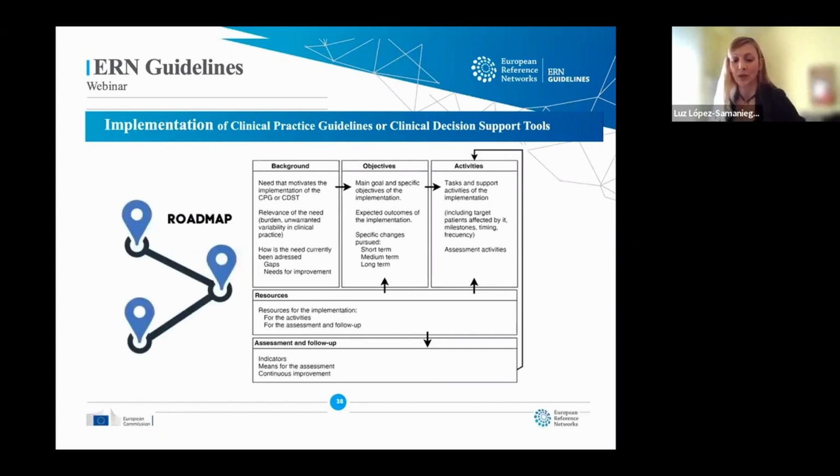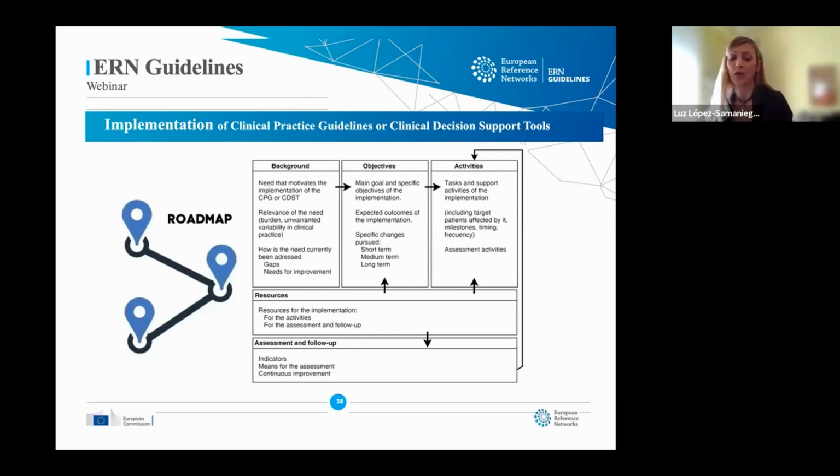I have mentioned the roadmap, and there are different sections for it, starting with the background. The questions to be considered in this section are: what motivates implementation? What justifies the need for implementing these interventions? How is this currently being addressed? What gaps are there? What needs to be improved? The following section will be the objectives. What is the objective of implementation? What outcomes have to be achieved? What specific changes are desired in the short, medium, and long term?